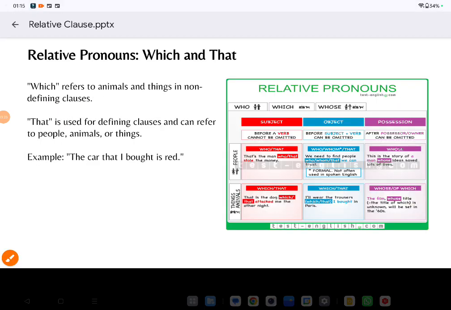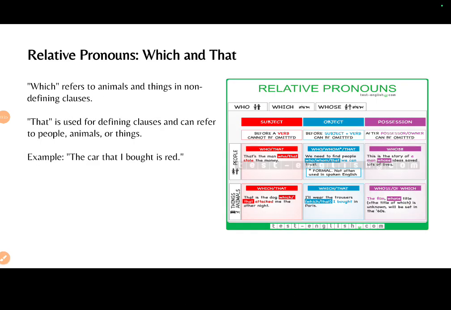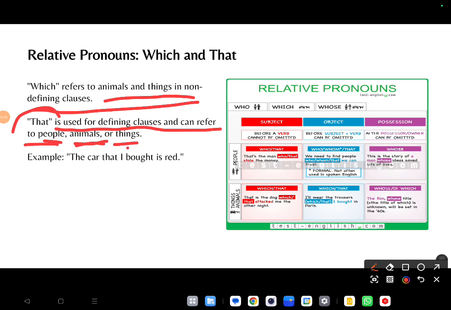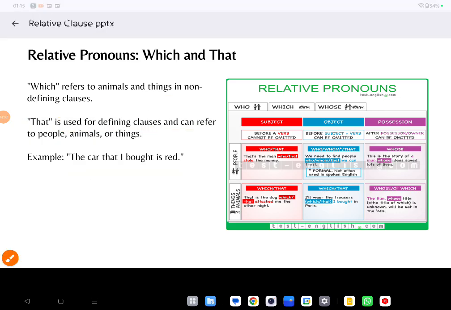Right. So next one, relative pronouns which and that. How do you use which and that? Which refers to animals and things in non-defining clauses. That is used for defining clauses, and can refer to people, animals and things. Okay, that for people, animals, things. Which for animals and things. The cat that I bought is red.